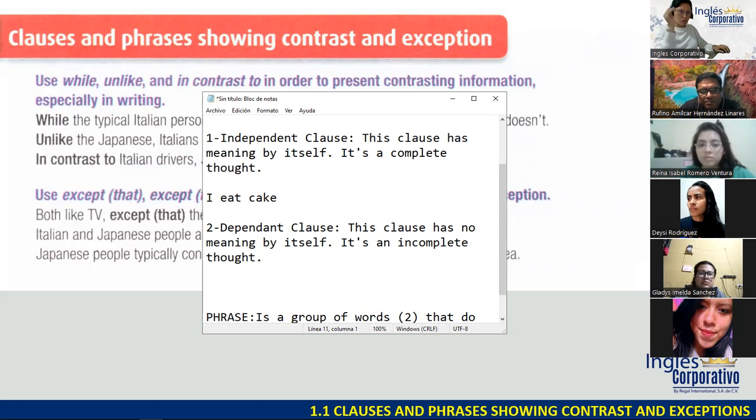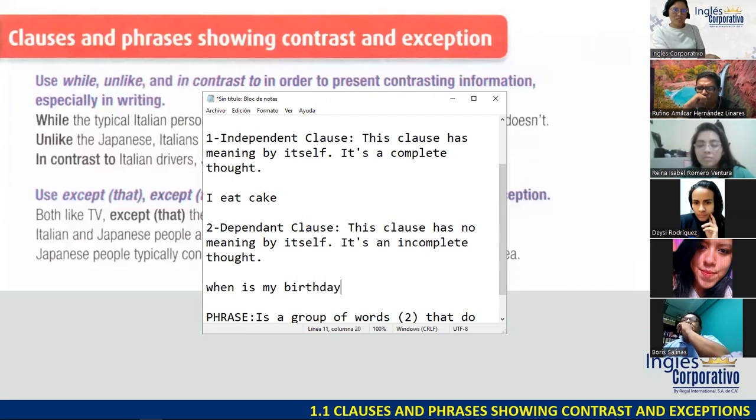I'm going to come here to the dependent. When is my birthday? So if you find something like when is my birthday, you will be like, aha, Marce. When is my birthday? Aha, but is that a question? Or are you trying to tell me something with when is my birthday, right? So here you can tell, okay, that we have two different ideas.